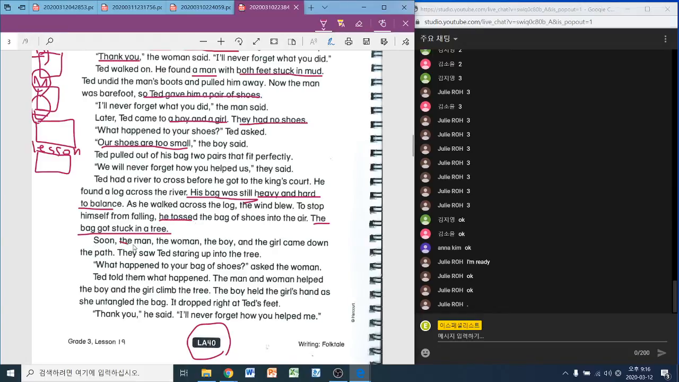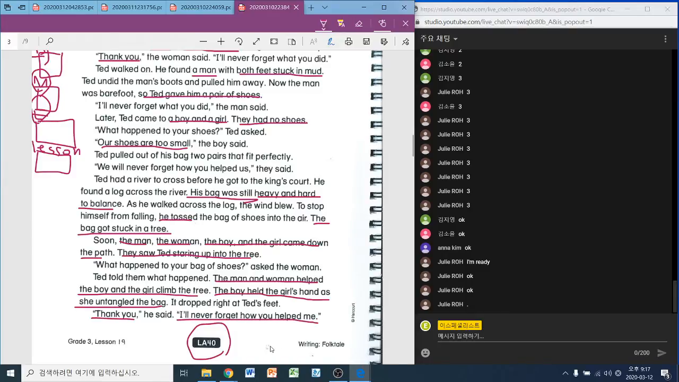So soon the man, the woman, the boy and girl came down the path. They saw Ted staring up into the tree. They knew he had a problem. "So what happened to your bag of shoes?" asked the woman. Ted told them what happened. So the man and woman helped. The boy and girl climbed the tree. Then the boy held the girl's hand as she untangled the bag. It dropped right at Ted's feet. "Thank you," he said. "I will never forget how you helped me."